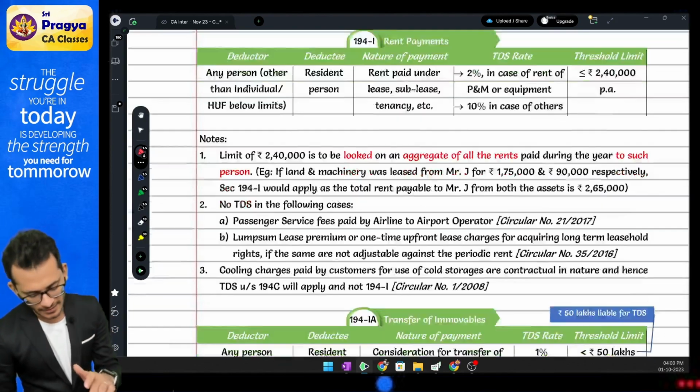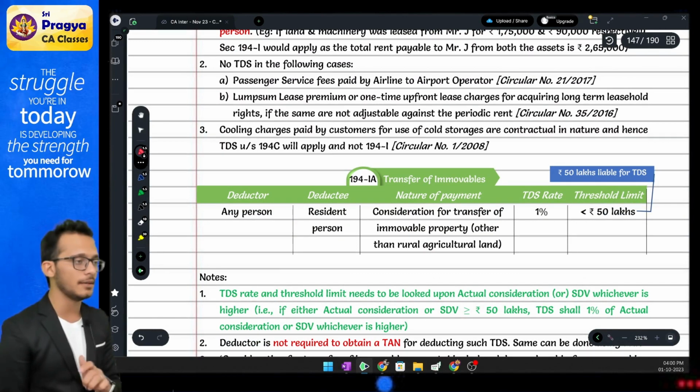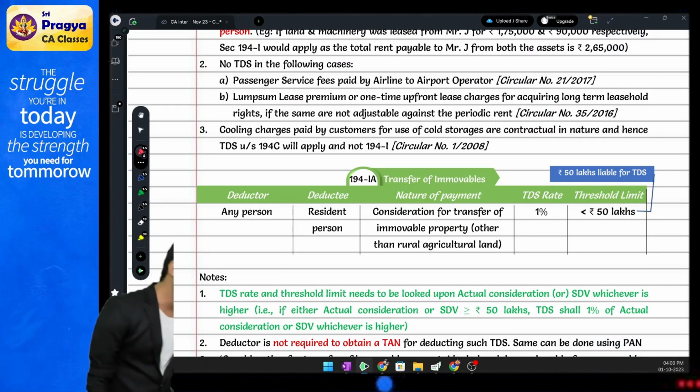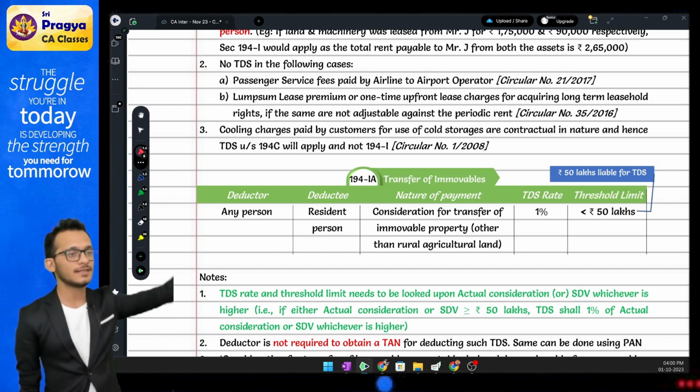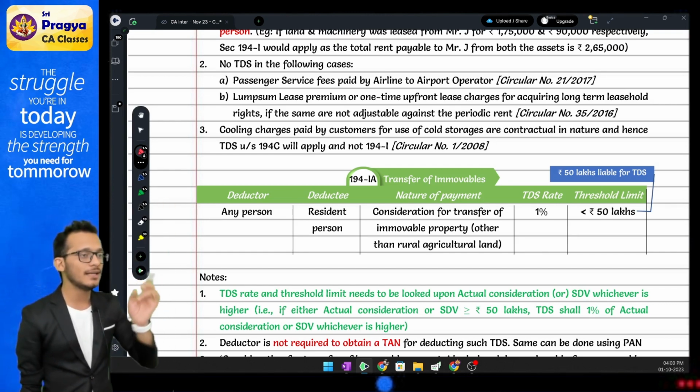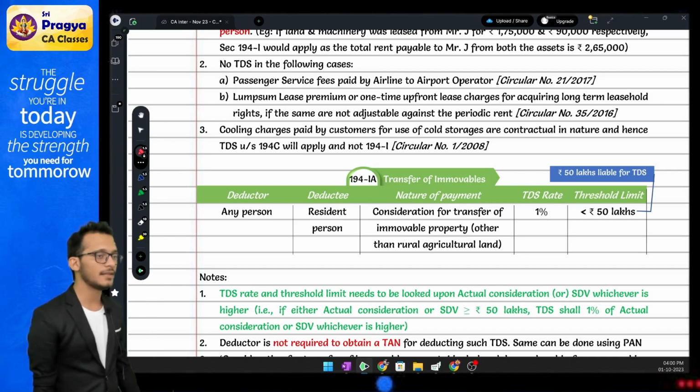If you are not into 194IB, you have something called 194IA. 194IA basically says that you have transferred any kind of immovable property. Income tax says that if you plan to transfer an immovable property which is taxable under capital gains, you have to pay TDS at the rate of 1%.